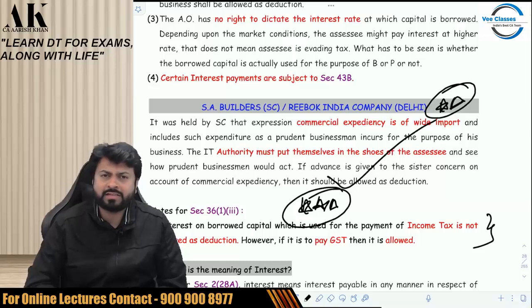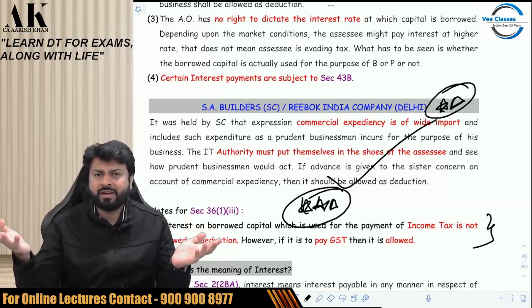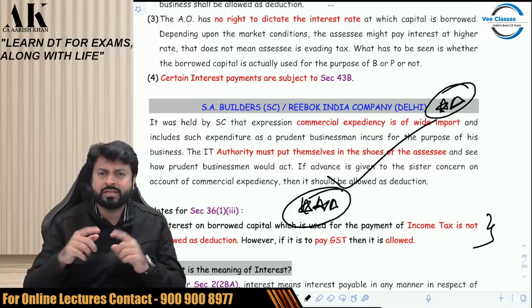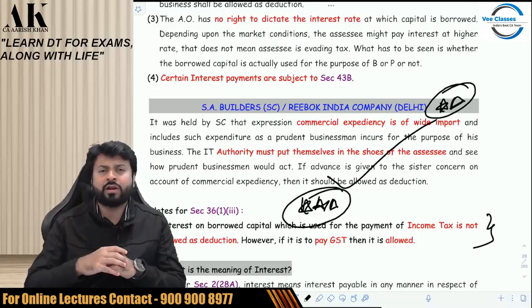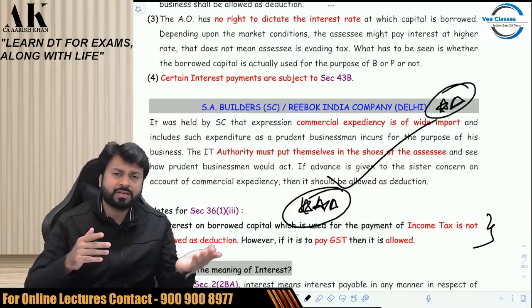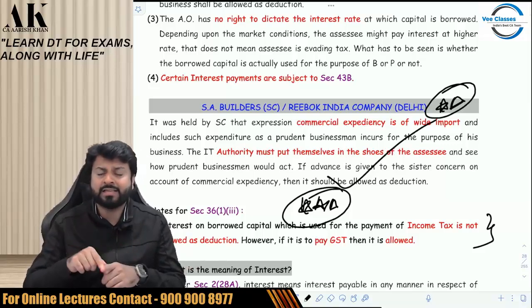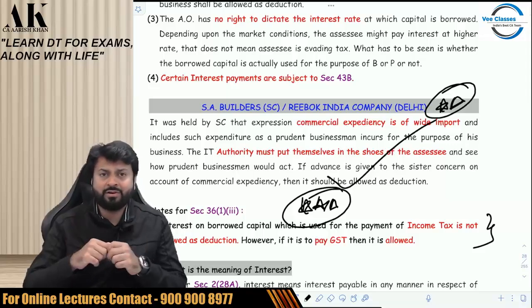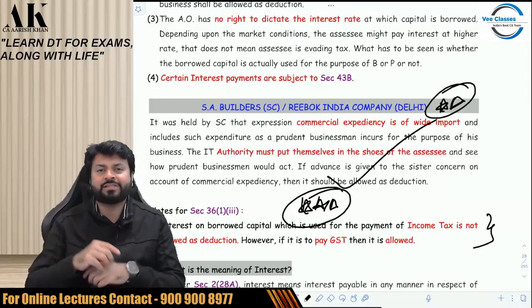At what rate of interest should I raise money? You can raise money at any rate of interest. The assessing officer has no role to say in that. He has no right to say at what rate I should borrow the money. Then, if I raise the money and give it to a sister concern, will I get the deduction? The answer is yes. The answer is no also. That depends upon all the facts and circumstances of the relevant case.